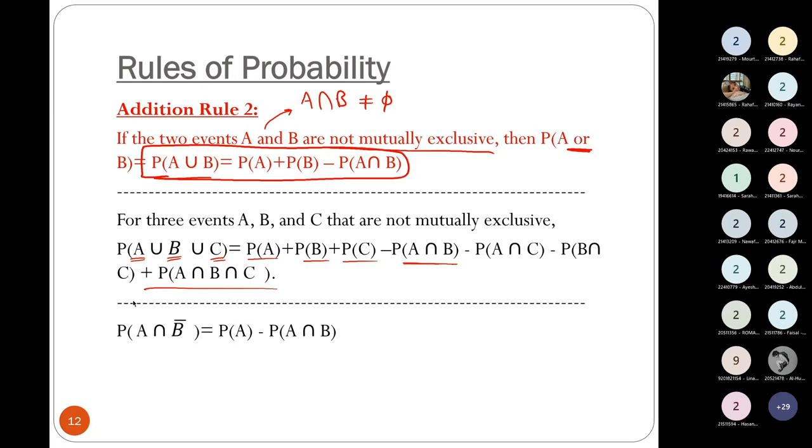Okay. Now we can also find the intersection between A and B complement by this rule. This is a very important rule to find the probability in case we have a complement. The probability of A intersection B complement equals the probability of A minus the probability of A intersection B.